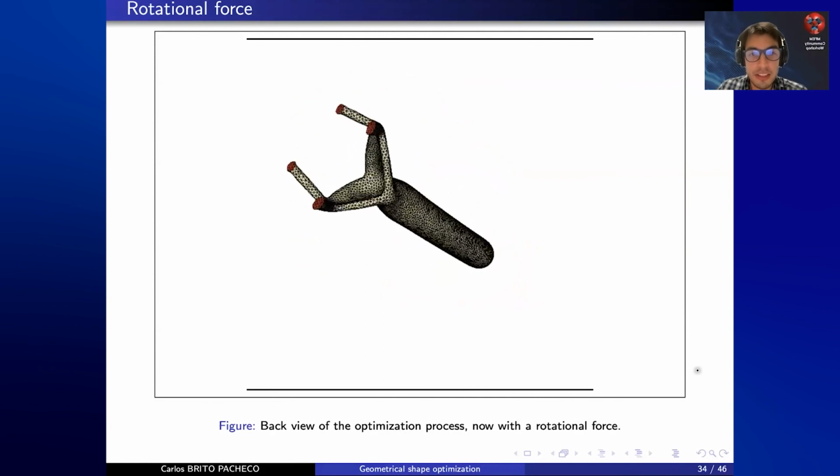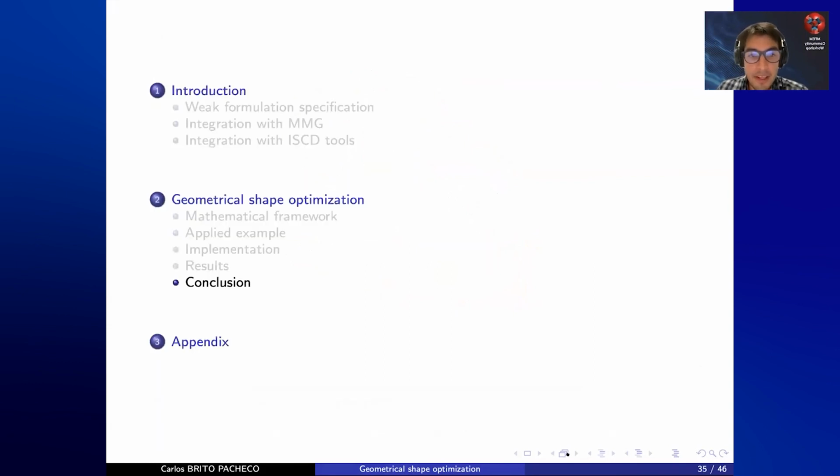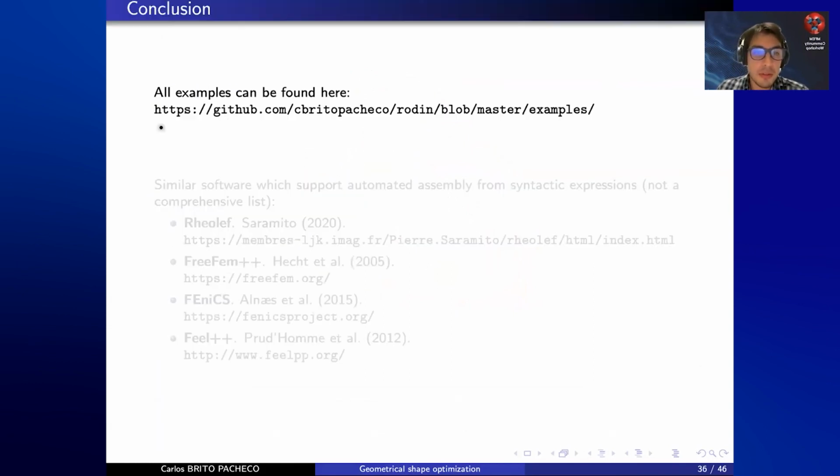So I think I'm running low on time. So to conclude, I would just like to say that all examples can be found here at this link. They're all open source. They're all there. I usually upload many examples to make sure that everything works.